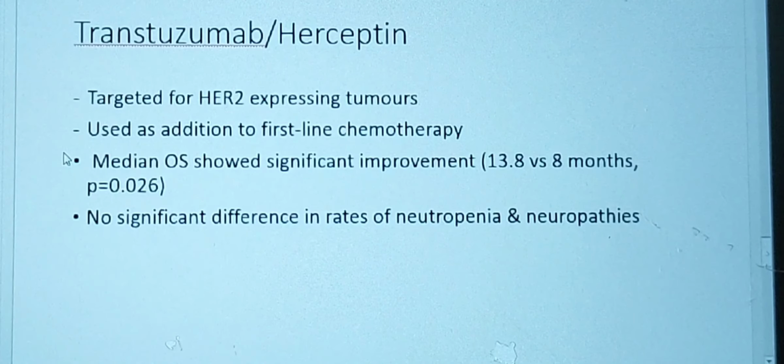One of the few studies showed that Herceptin gave a much better overall survival rate than first-line chemotherapy alone. Also, for Herceptin, there does not seem to be any difference in rates of neutropenia and neuropathies. So generally speaking, the safety profile is there.